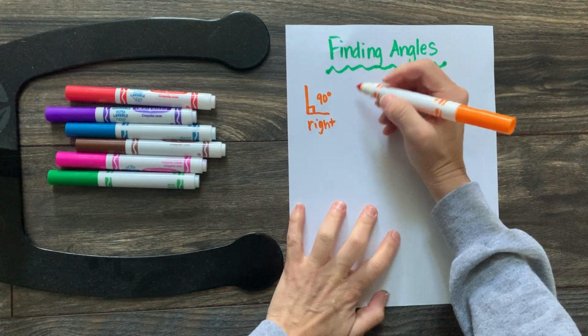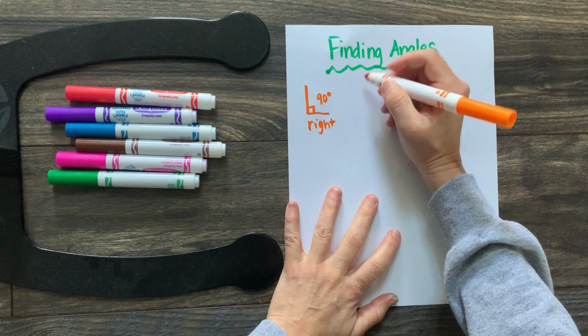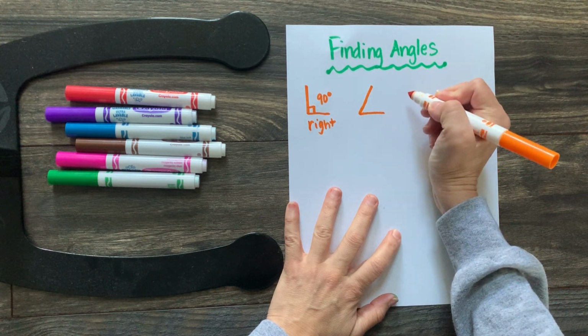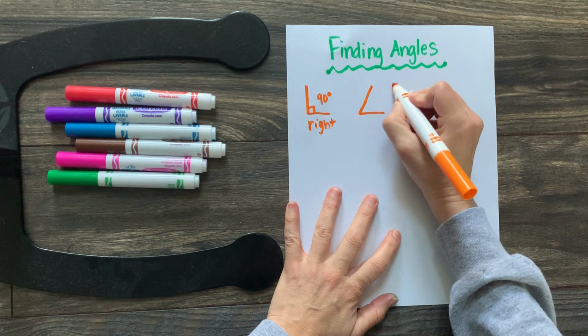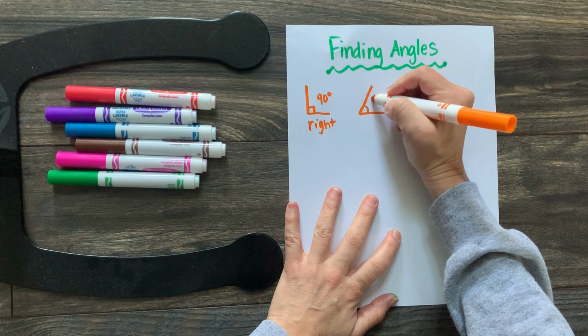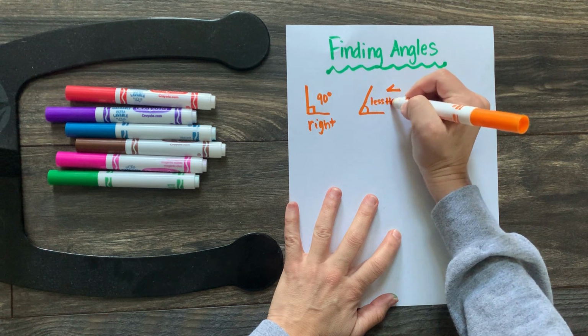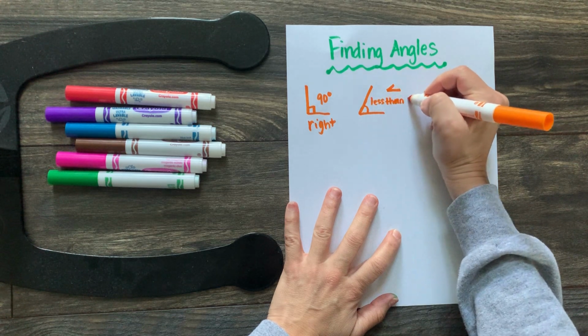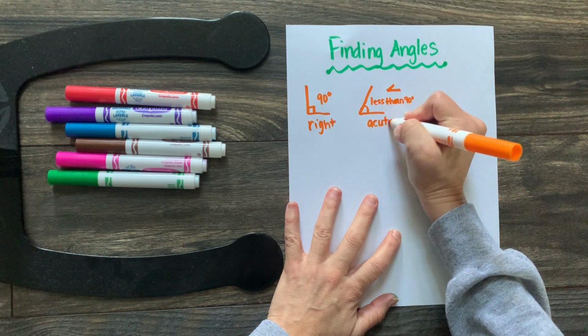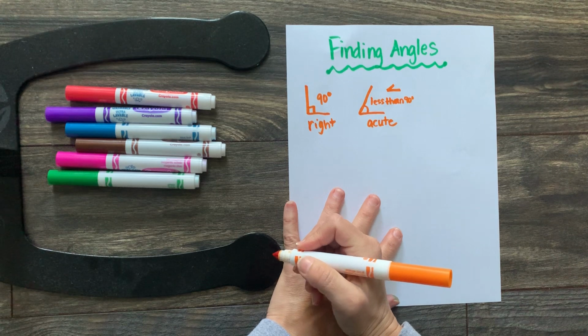We also have an angle that is less than 90 degrees. So it might look something like this, or even smaller than that. Could it even look like this, right? This here is less than 90. And what is that called? You said it, an acute angle, okay?